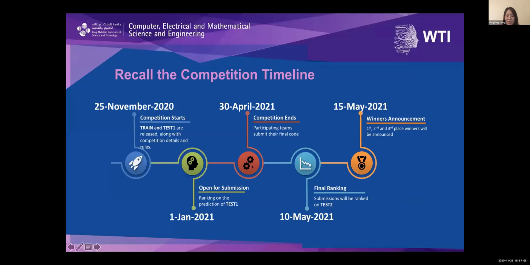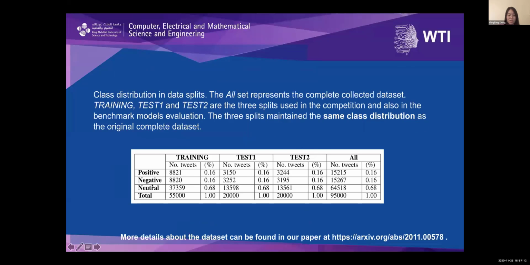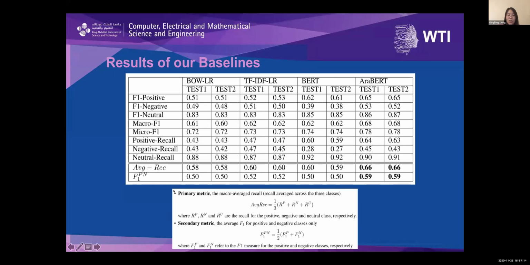Right. What are the two metrics? Okay, good question. I think it's given here. Yeah, it's given here. We have two metrics actually. One is called average recall. We care a lot about the average recall across the three classes. We wish that you can have high recall on the three classes. We also have a secondary metric, which is the average F1 for the positive and negative class.